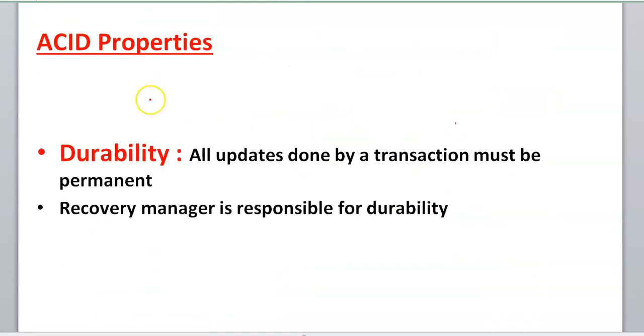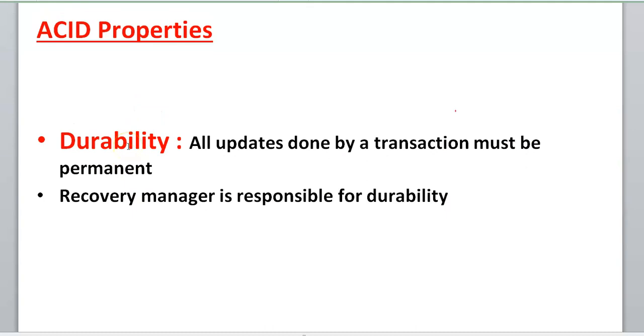Let's move on to our last property, that is durability. Now here durability is telling that all the updates done by the transactions must be permanent. Now for example, let us consider you had booked a movie ticket. Okay, you had booked a ticket for a movie and you got a message that yes, you have got this and this seat number. Say consider you have got seat numbers 1, 2 and 3.